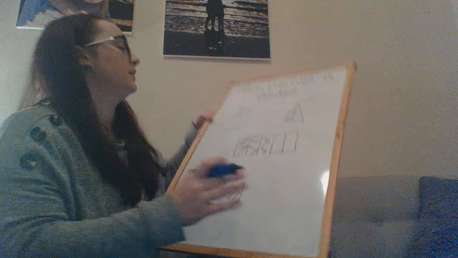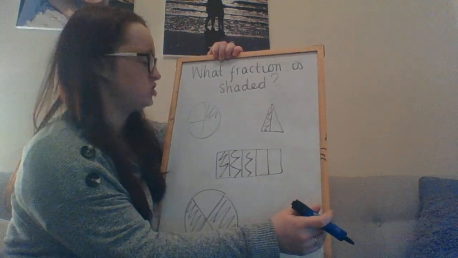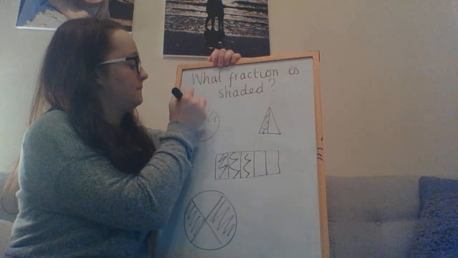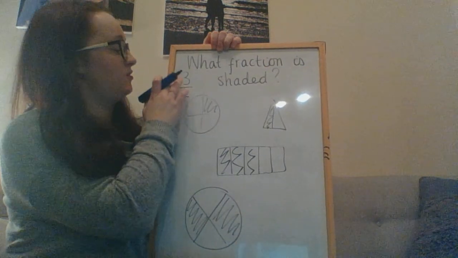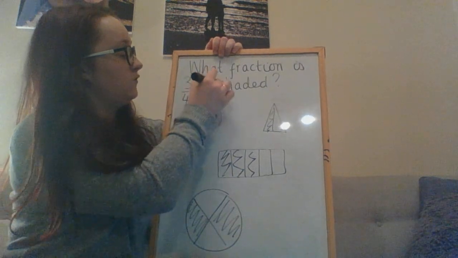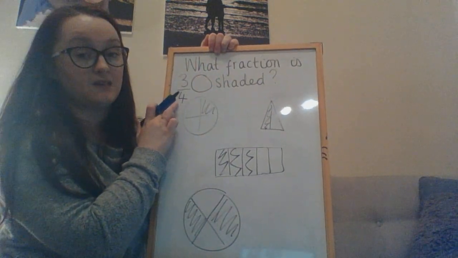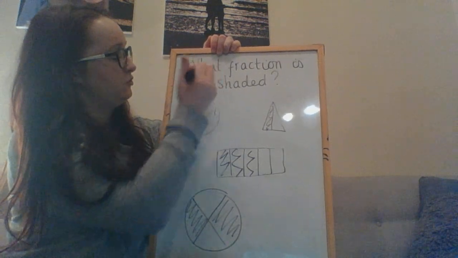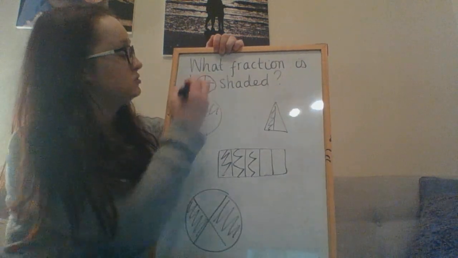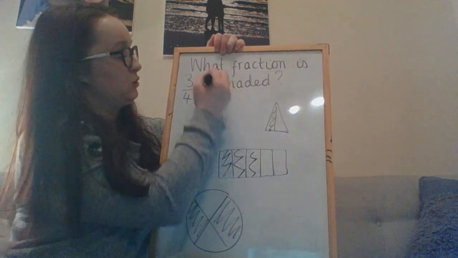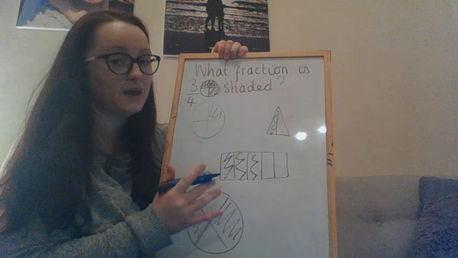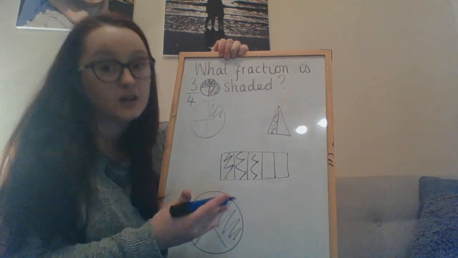Now it says here, what fraction is shaded? We know that when we have a fraction, let me show you this one quickly. This is a fraction and it says 3/4. What that shows us is that we've got a shape and it's cut up into how many pieces? 4. So it's cut up into 4 pieces. But then 3 is how many out of the whole that you've got. So it could be 1, 2, 3. So on these fractions here, we need to find out what fraction of these are shaded.